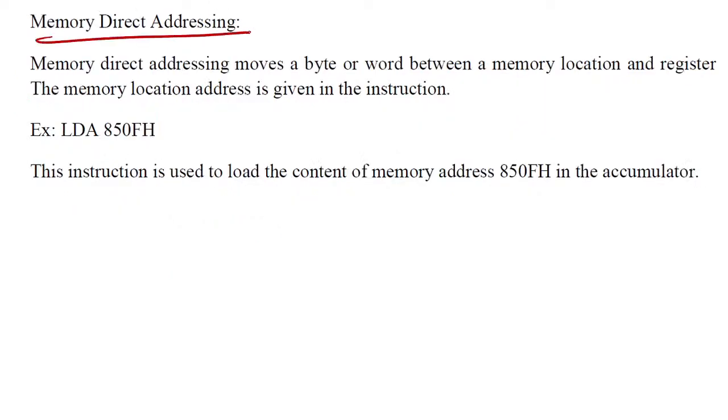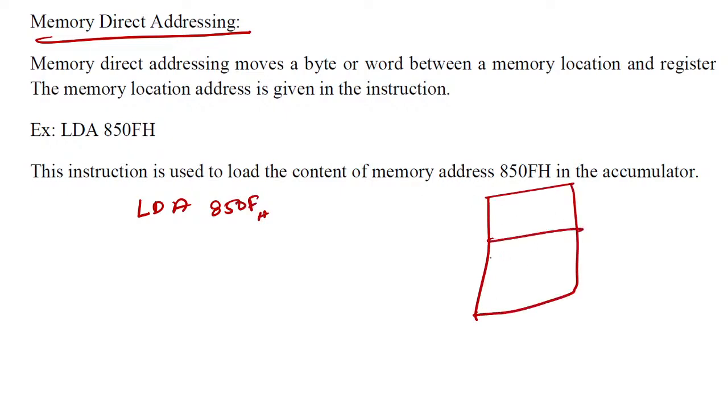In the memory direct addressing mode, the address will be given directly in the instruction. Let us say we have LDA 850FH. This means that you have a memory, with locations from 0000 to FFFF in hexadecimal. This is a 16-bit address, because these are hexadecimal values and one hexadecimal digit can be represented with 4 bits of binary. So 4 hexadecimal digits means a 16-bit address.